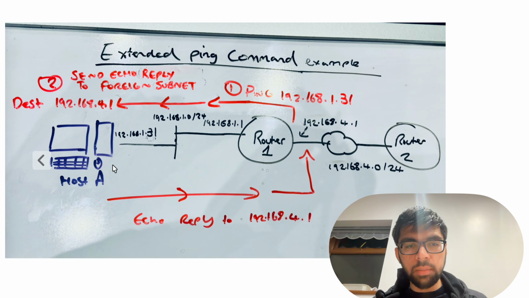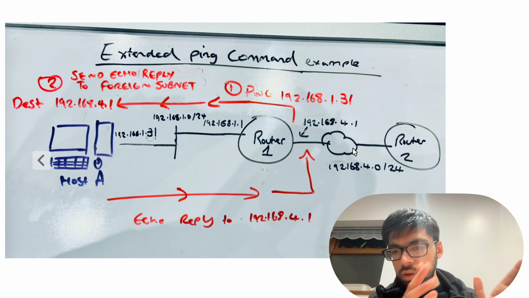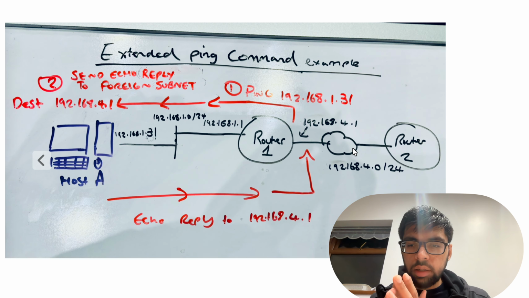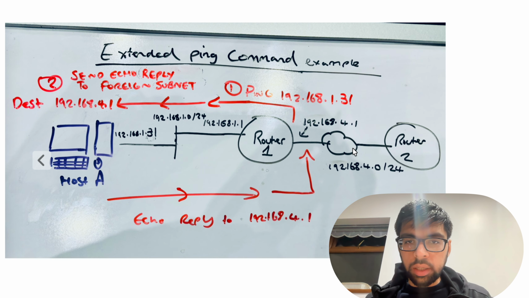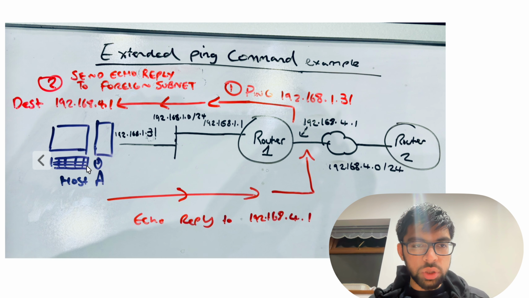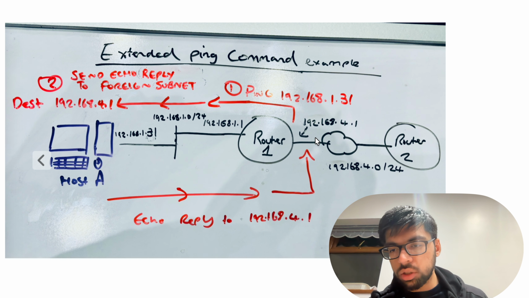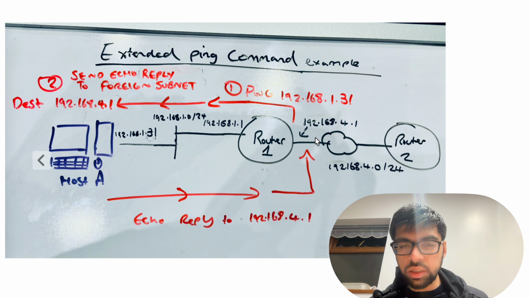So this extended ping allows us to ping an external subnet here. Okay, router 1 has pinged an external subnet. Host A was able to send an echo reply to an external subnet. So that's the power of an extended ping.